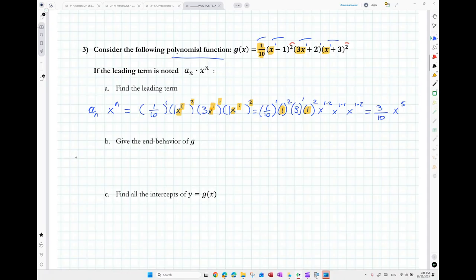It is enough for me to conclude the end behavior to the left towards the negative infinity and to the right towards the positive infinity. So refer to the little chart that I have, but an, which is 3 over 10, is positive, and n, which is the degree, is odd, 5. So I can directly conclude that the behavior to the left towards the negative infinity of g of x is negative infinity, and to the right towards the positive infinity is positive infinity.